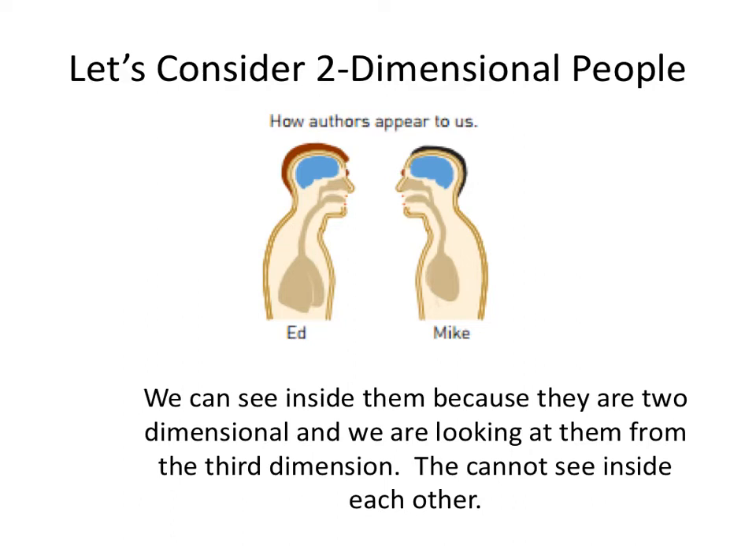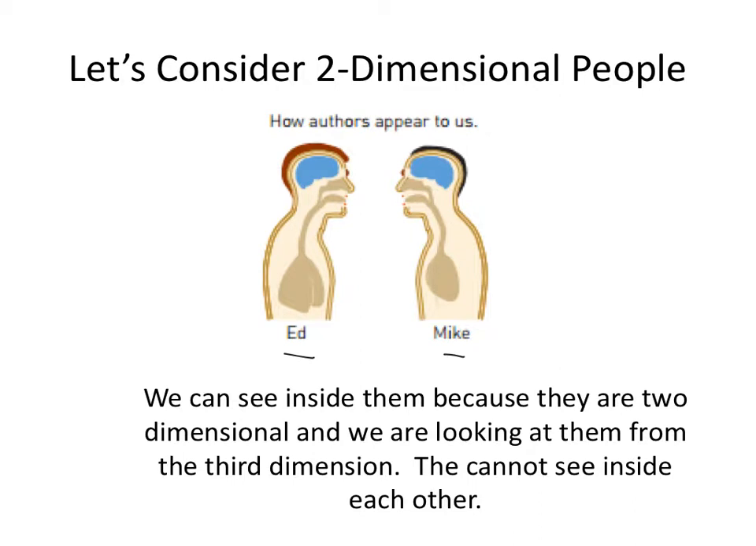So let's try to understand the fourth dimension by looking back at the second dimension. This is how mathematicians try to process the abstract. Here we have our two authors, Ed and Mike, and they are two-dimensional beings.